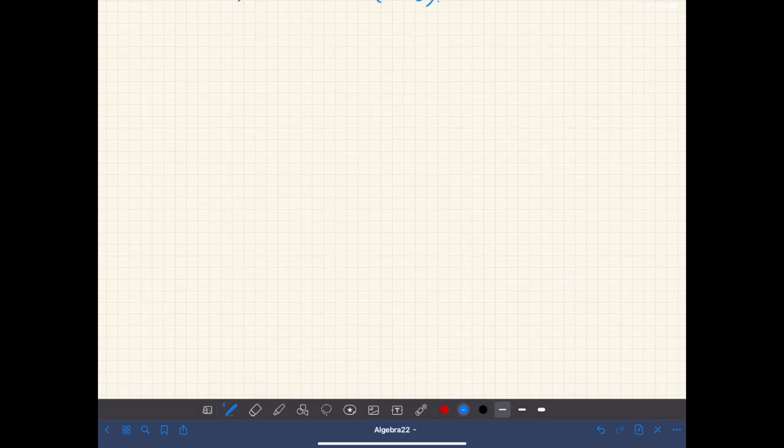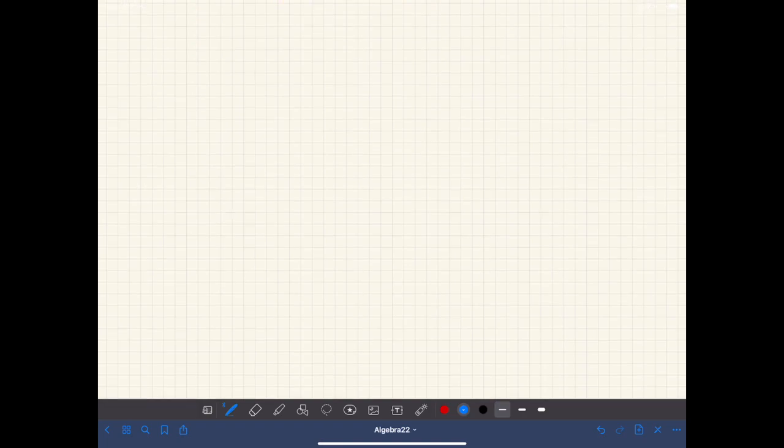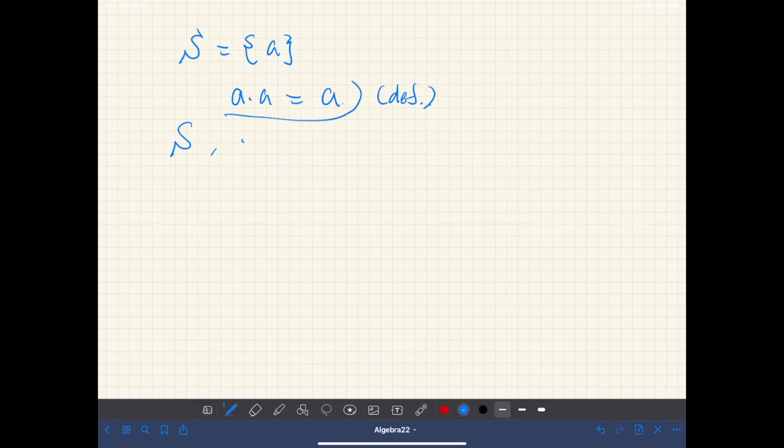Another, even simpler example is to consider the set S consisting of just one element, a. This a can be anything. It can be a number, it can be a symbol, it can be anything. But we just define a binary operator so that a times a is a. This is a definition. If we define the binary operation in this way, then this set S together with this binary operation is a semigroup. As you can see, there's only one element, so we can only calculate a times a, but by definition it is a, which is in S.